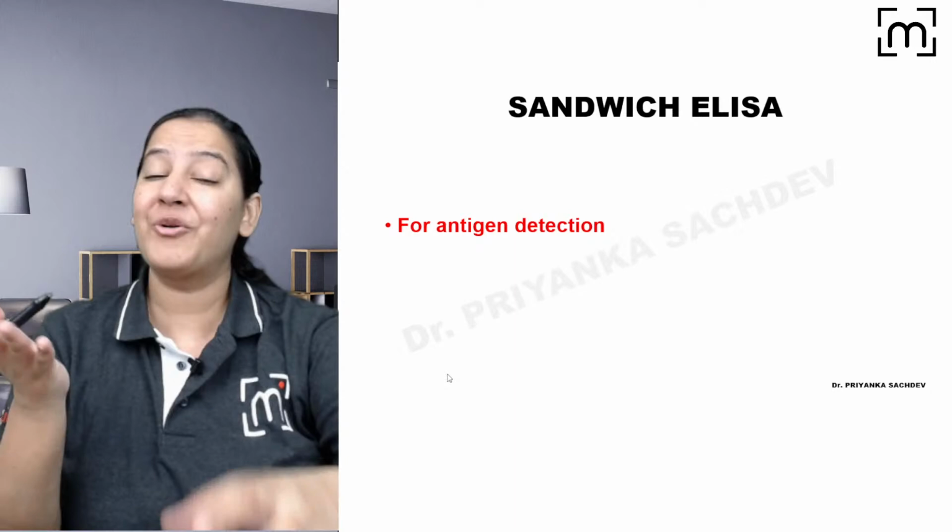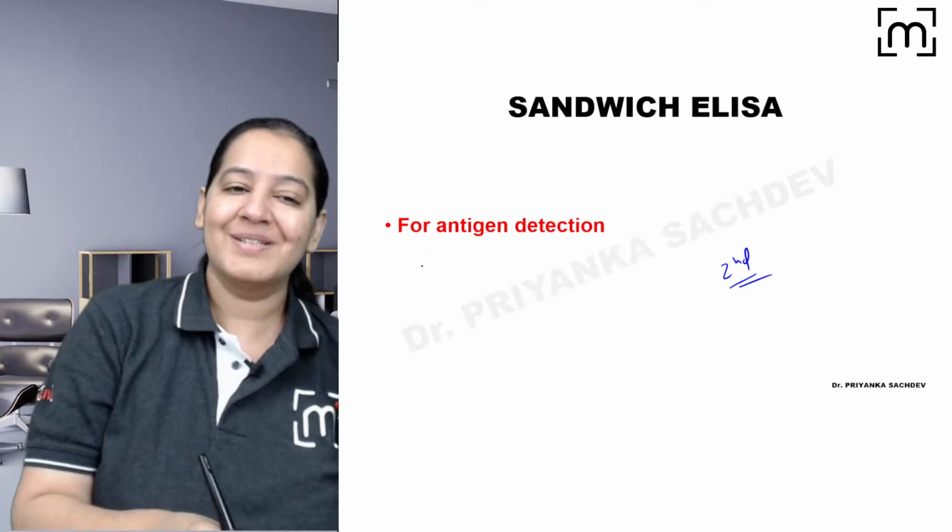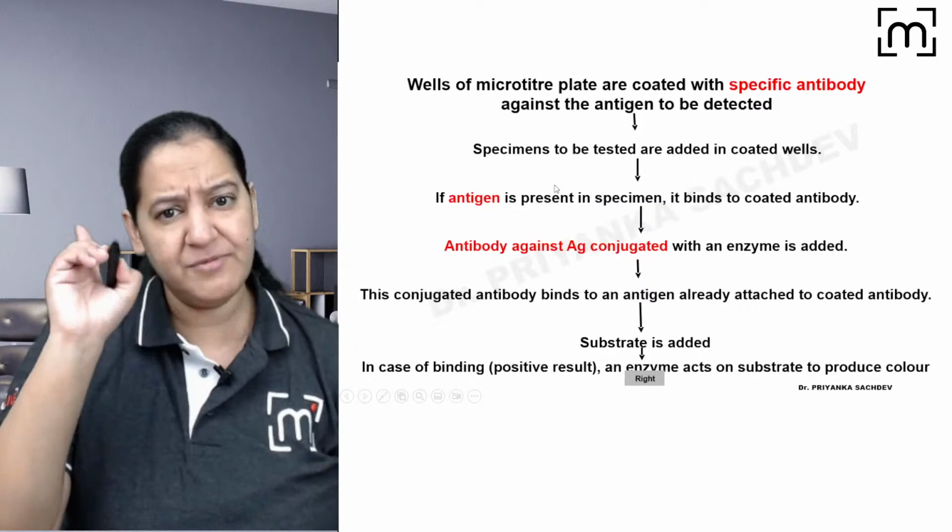Now see how to write in your exams. If you are a second prof student, how to write in an exam? So sandwich ELISA is for antigen detection. First learn that it is not for antibody. It is for antigen detection.